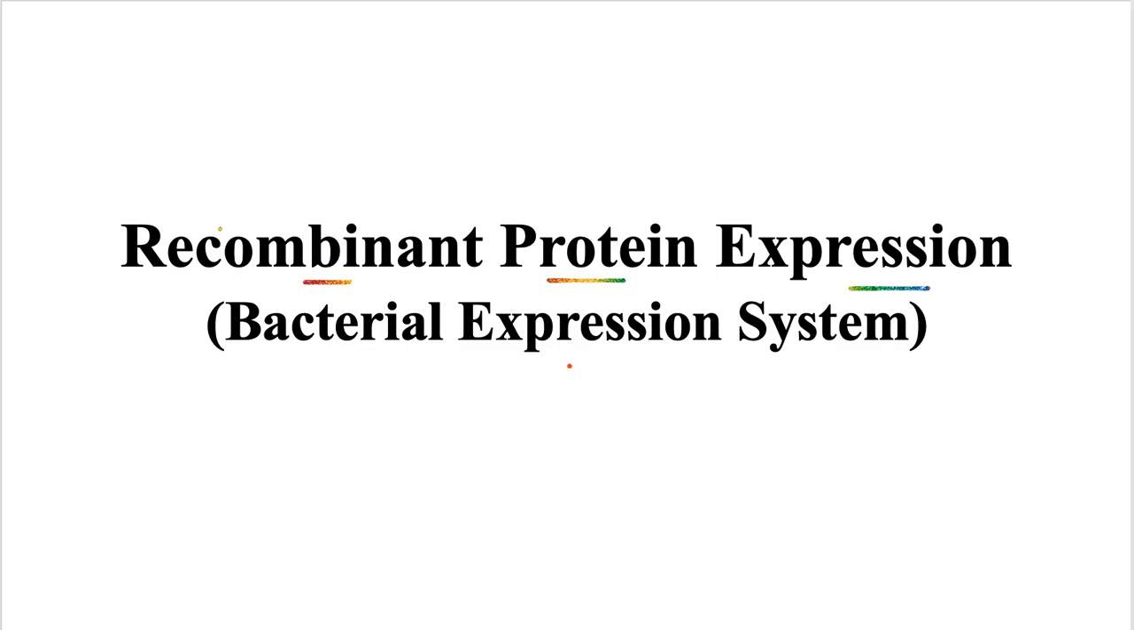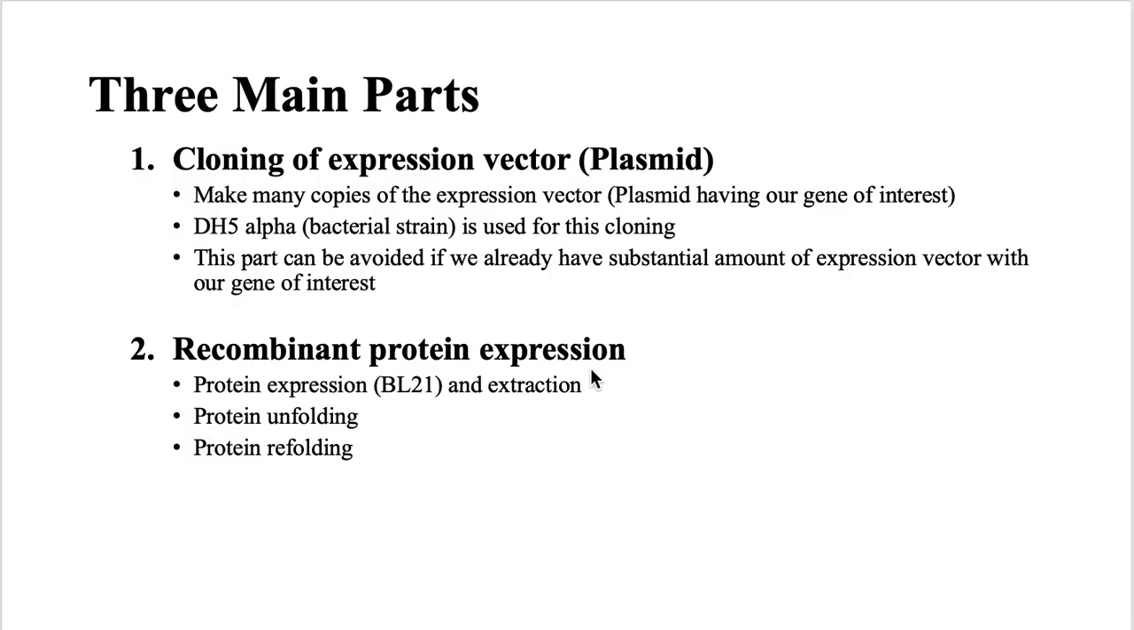However, in this particular talk, I will discuss the bacterial expression system, or how we can use bacterial cells to express or synthesize our protein of interest. Now, I have divided this whole procedure of the bacterial expression system into three main parts, or three main sections. Number one is the cloning of the expression vector.